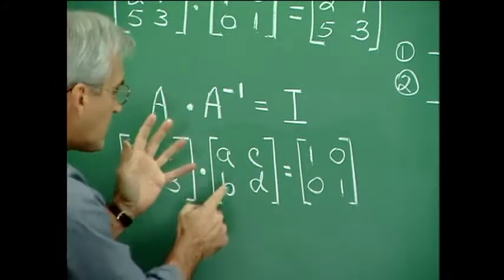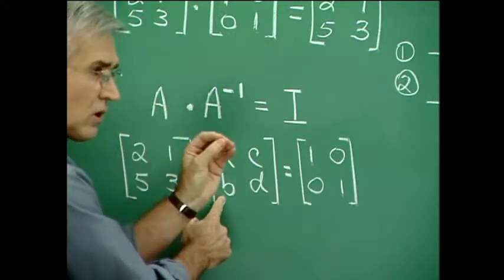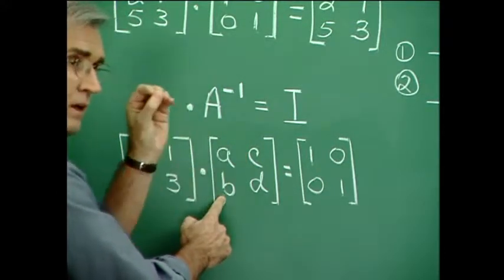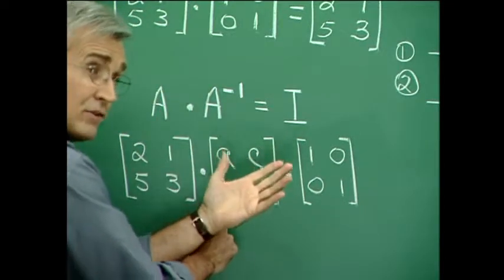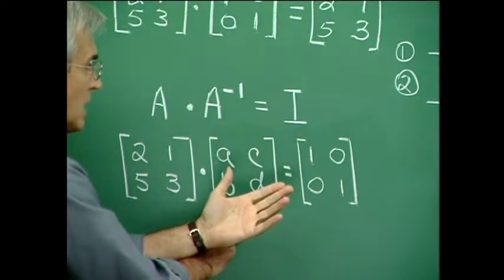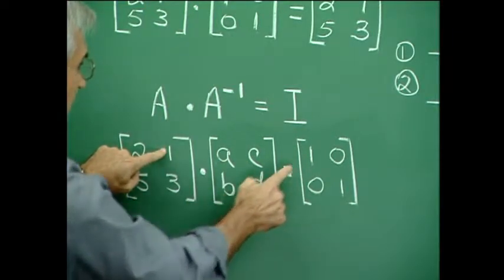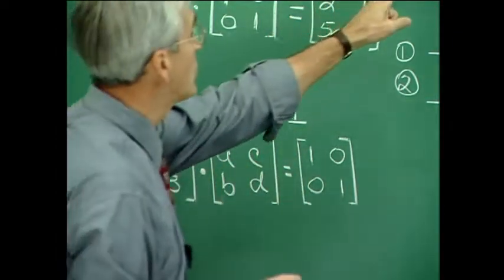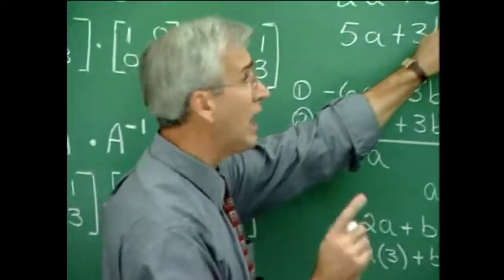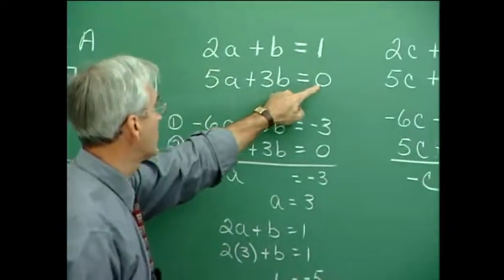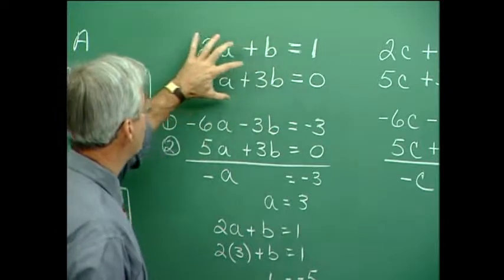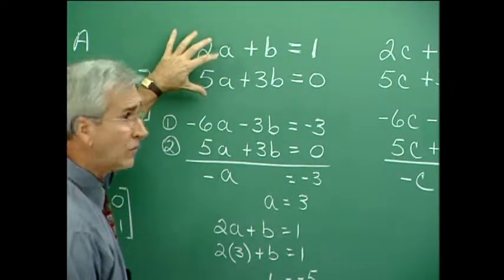Now, because they involve A and B, and we've just talked about two equations in two unknowns, we have generated a system of equations. So now that first equation, 2A plus 1B equals 1, I've written that up here: 2A plus B is equal to 1. And the other one was 5A plus 3B equals 0. So we have a system of two equations in two unknowns which we can solve.